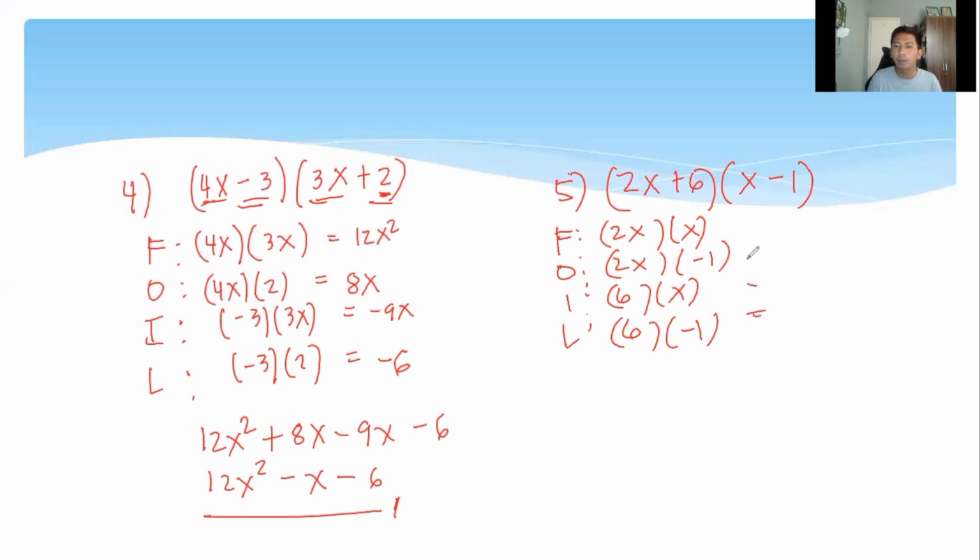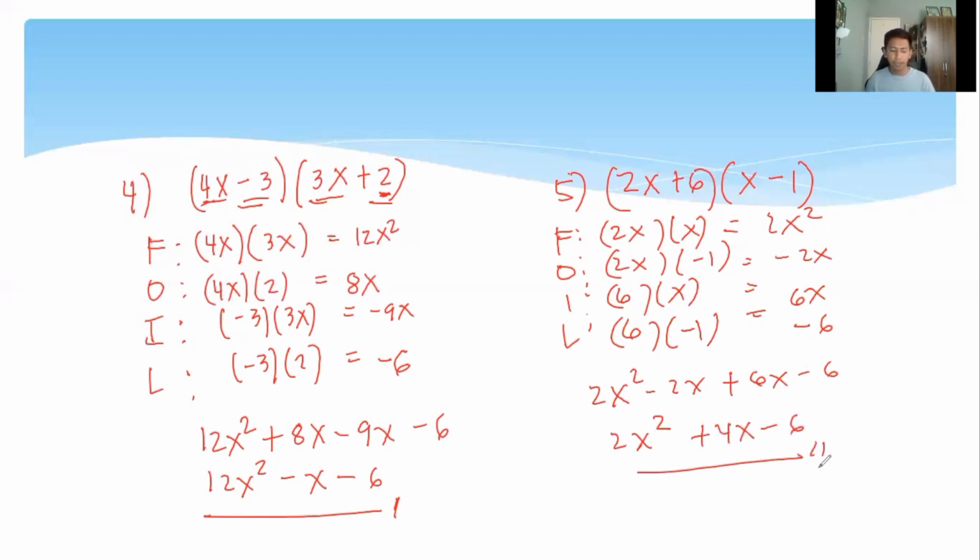After identifying all those parts of the given binomials, we are now ready to get the product. 2x times x, 2x squared. 2x times negative 1, negative 2x. 6 times x, we have 6x. And 6 times negative 1, we have negative 6. And then you just need to bring down 2x squared minus 2x plus 6x minus 6. Combine like terms. This will give us now 2x squared plus 4x minus 6. And this will serve as our final answer. Okay?